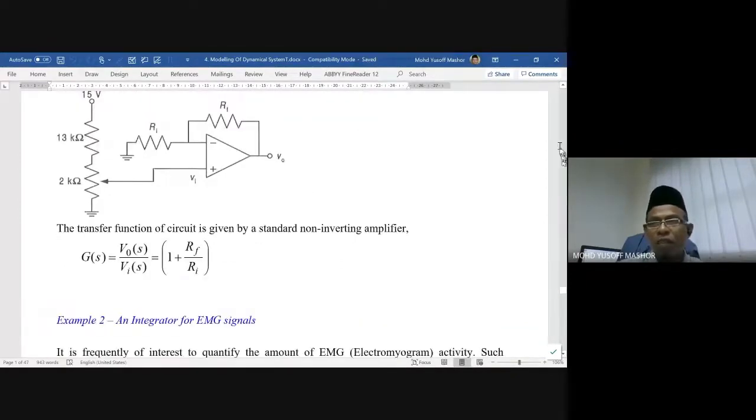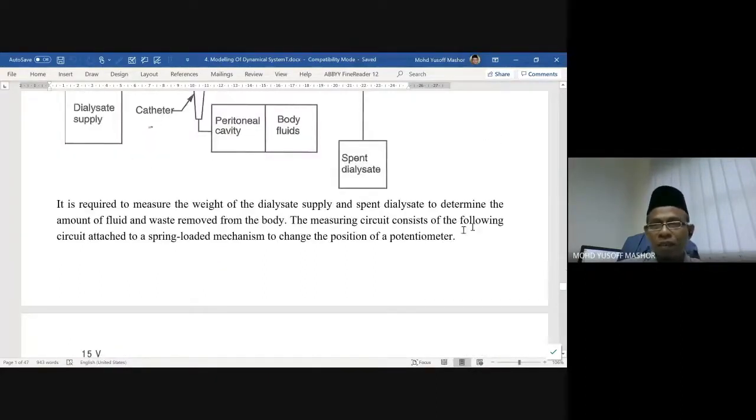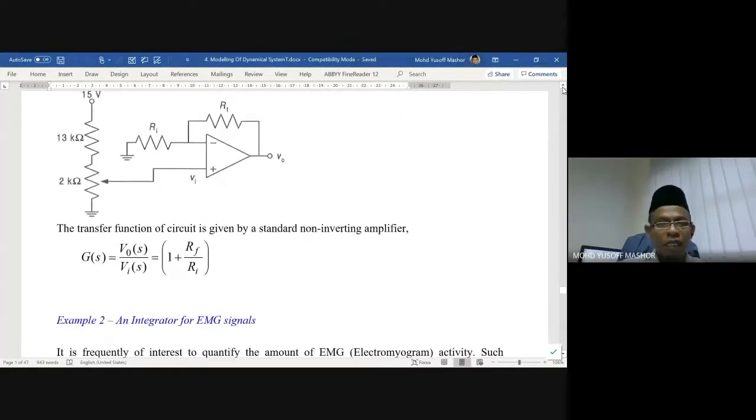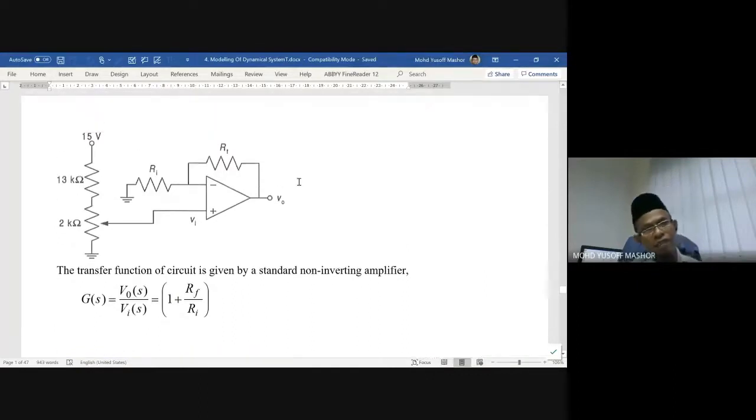So we just want to model this part, the electrical part only. Inside that we have a circuit like this. We have the supply of 15 volts, and this is a resistor, just a thermostat here. We're going to weigh the dialysate, the waste dialysate. We put a load here.